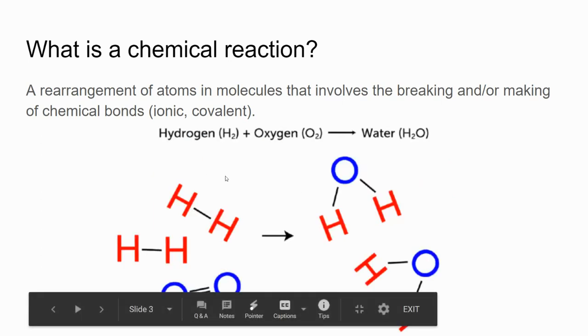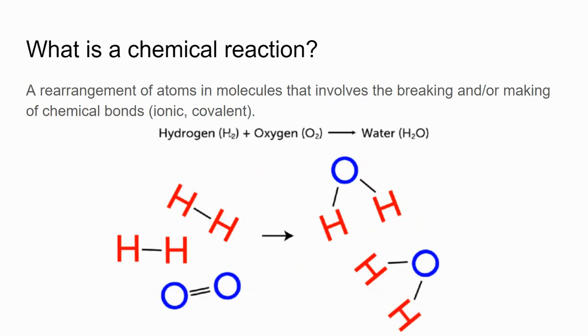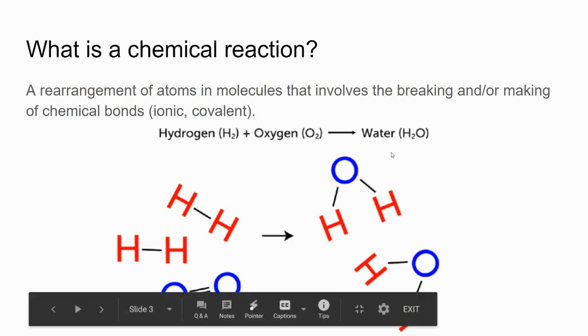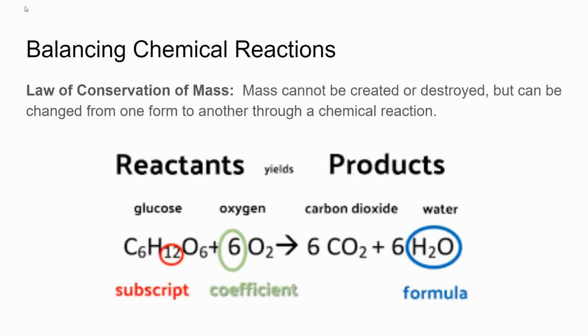So, again, a rearrangement of atoms, breaking or making of bonds. Here's just another example, H2 plus O2 yields H2O. You see that we can't just have H2 and O2 yielding H2O, because that would not have an even number of hydrogens and oxygens. We actually need 2 water molecules, and we need 2 hydrogen molecules. So basically we have to balance the reactants and products. And that's, again, because of the law of conservation of mass. Mass cannot be created or destroyed, right?